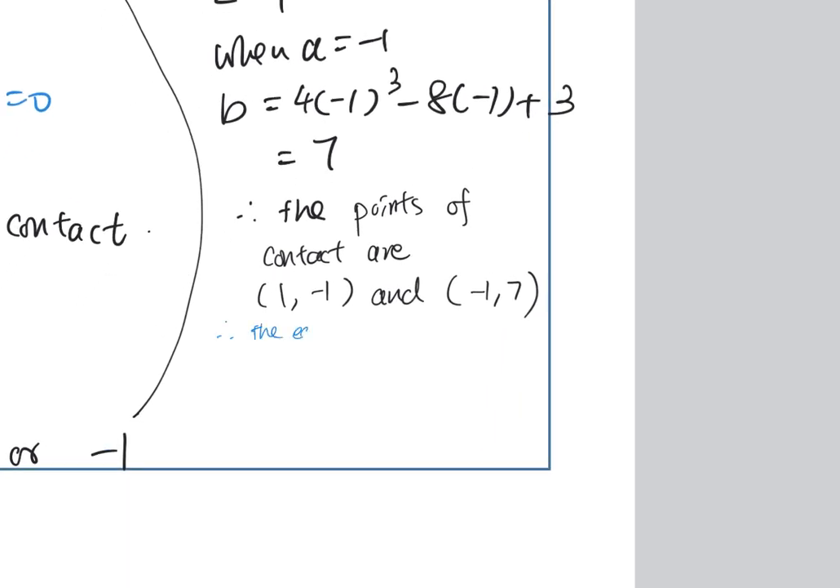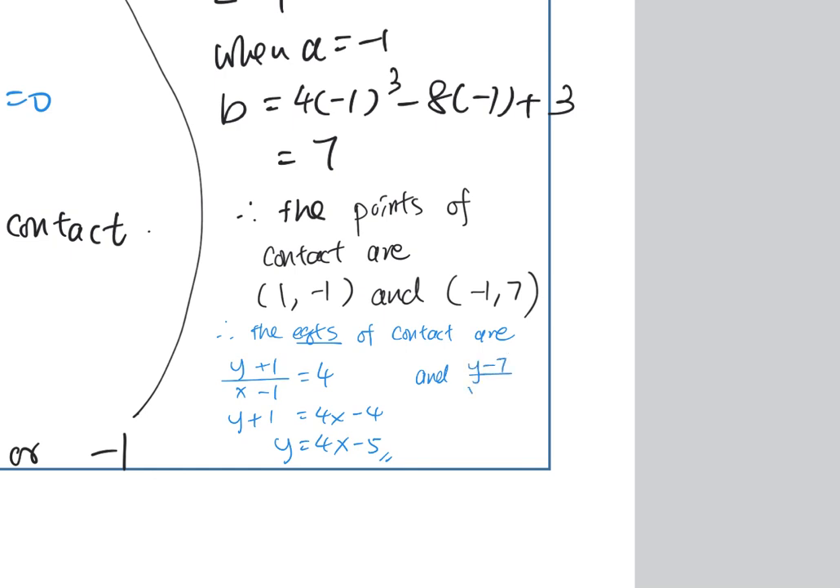Therefore, the equations of the tangents are, first one, (y minus y1) over (x minus 1) equals 4. So 4x minus 4, y is equal to 4x minus 5, the first one. And the second one, (y minus 7) over (x plus 1) equals 4. Sorry for the poor handwriting. So this one, 4x plus 4, so y is equal to 4x plus 11.